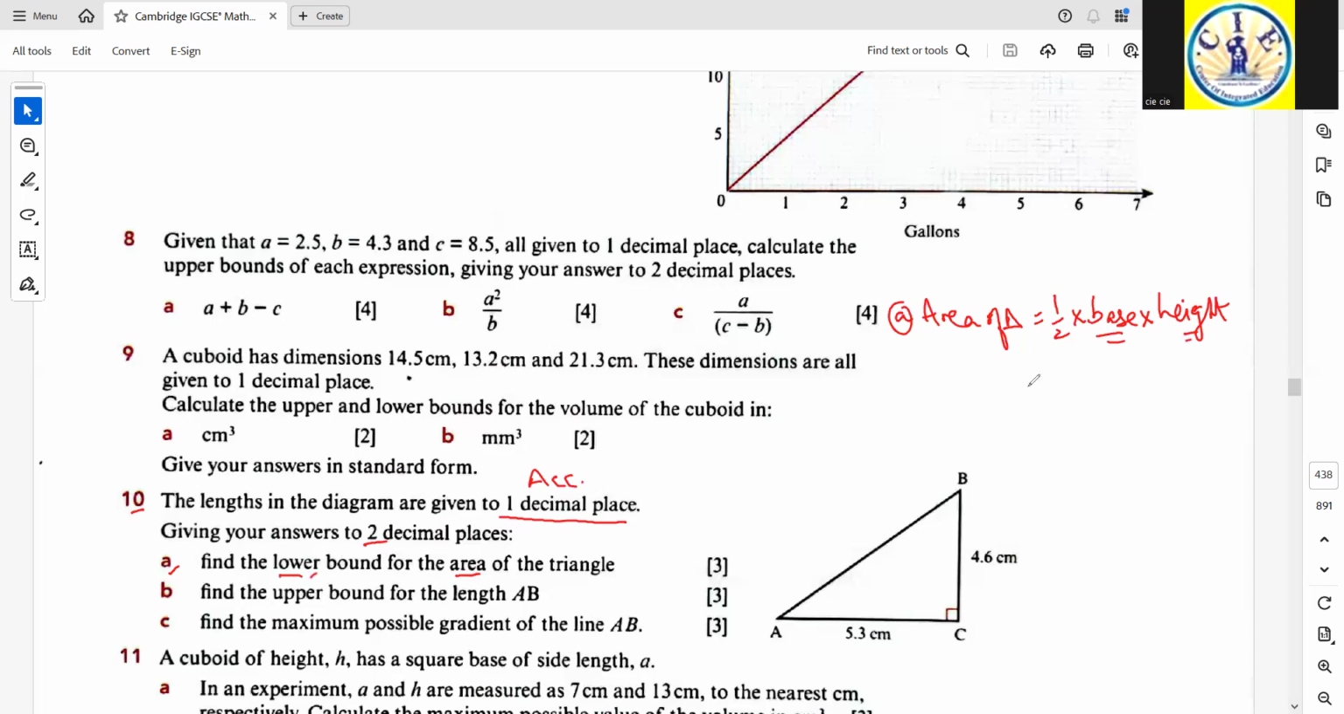In the multiplication, the answer would be minimum if we place the lower bound of the base with the lower bound of the height, because we need to have the minimum answer. So the minimum answer would be the product of the lower bounds, the product of the minimum values. So that's why.